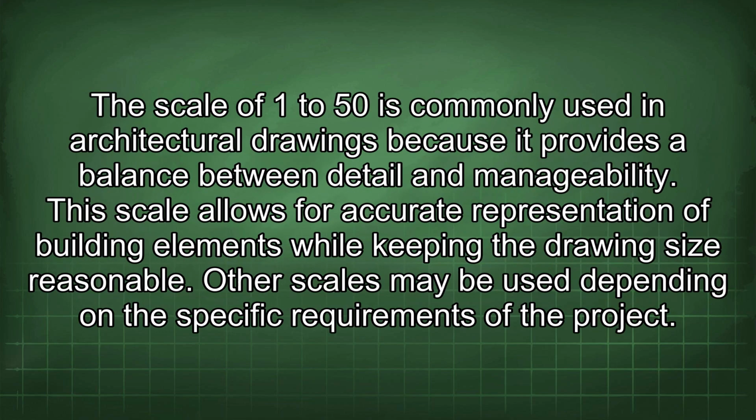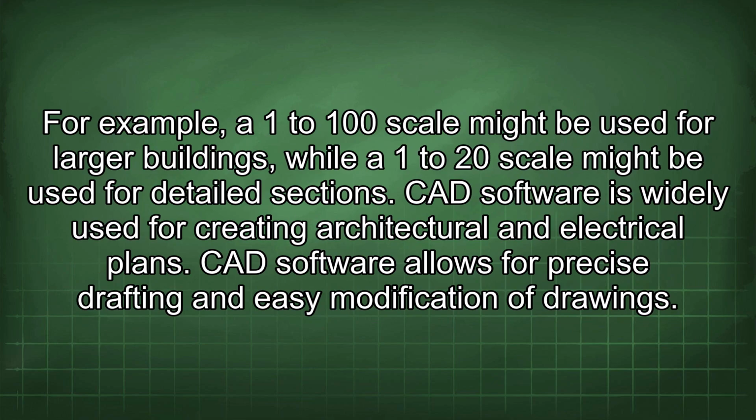The scale of 1:50 is commonly used in architectural drawings because it provides a balance between detail and manageability. This scale allows for accurate representation of building elements while keeping the drawing size reasonable. Other scales may be used depending on the specific requirements of the project. For example, a 1:100 scale might be used for larger buildings, while a 1:20 scale might be used for detailed sections.